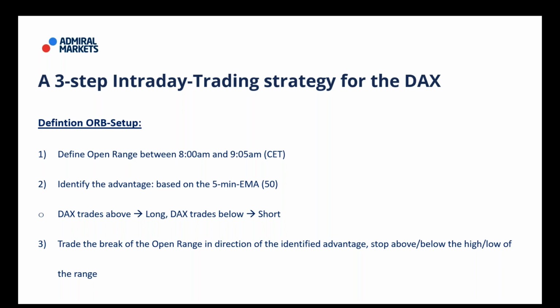Then once the breakout occurs one way or the other, in the direction of the identified trend, which will be done on a 5-minute time frame in this case, not a 50-minute, but a 5-minute time frame, and an exponential moving average 50, you trade the break in the direction of this trend. Again, if it trades above the 50 exponential moving average on a 5-minute time frame, we go long. If it trades below, we go short. That's it. And then again, the stop will be placed above, respectively below, the high or low of the range you defined in step 1.